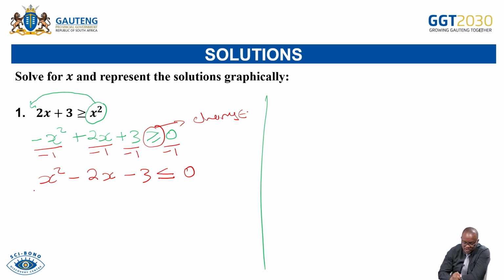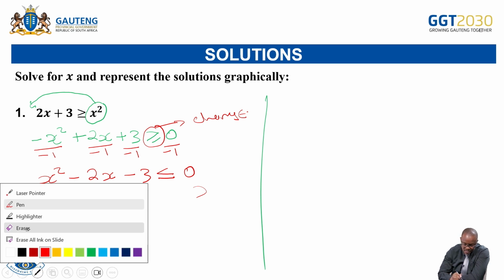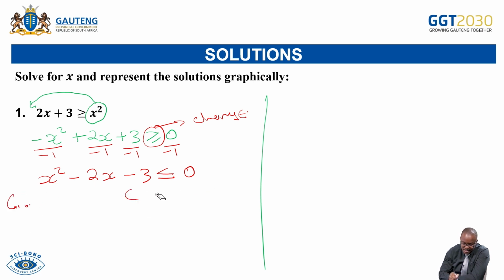Now the leading coefficient is positive, then we can do what? We can get our critical values. As we get our critical values, let's not skip any step. Let's do it step by step. So the minute it gets there, what do we do? We're looking for our critical values.